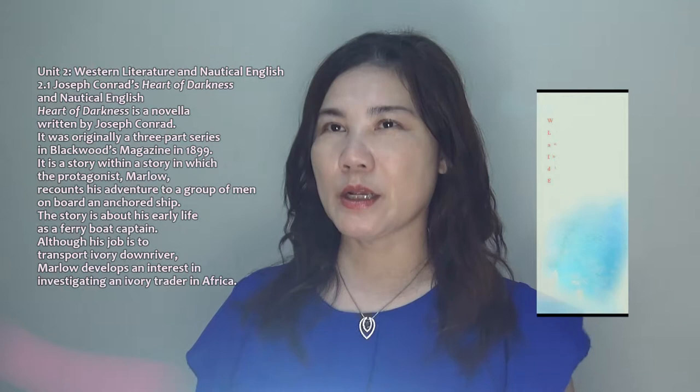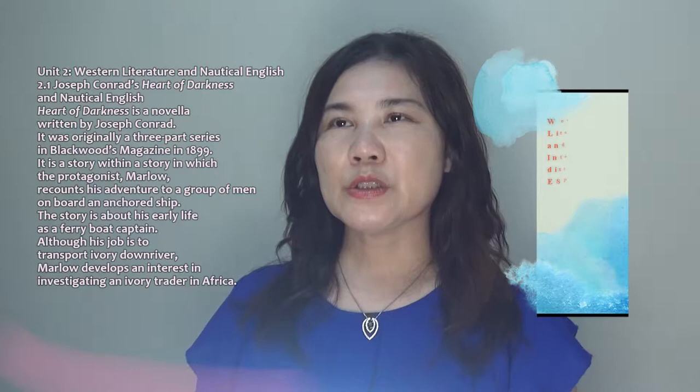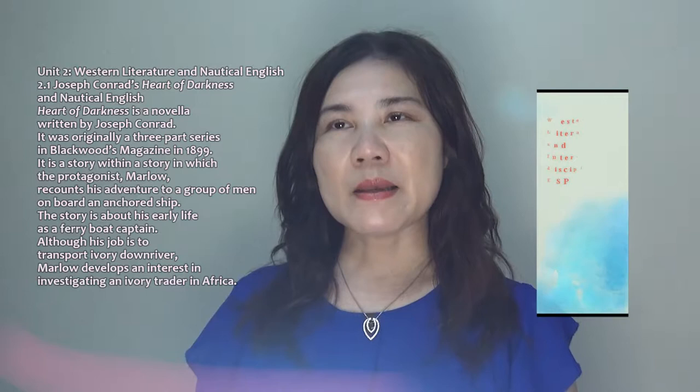2. Western Literature and Nautical English. 2.1. Joseph Conrad's Heart of Darkness and Nautical English. Heart of Darkness is a novella written by Joseph Conrad. It was originally a three-part series in Blackwood's Magazine in 1899.